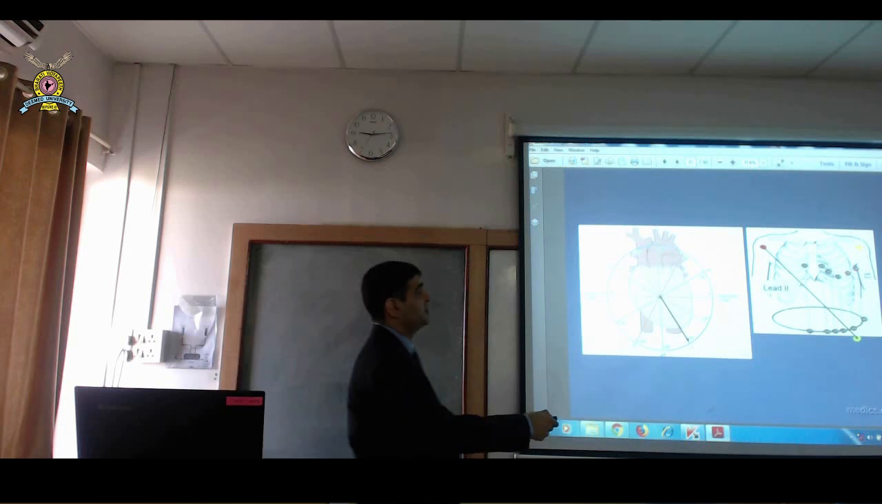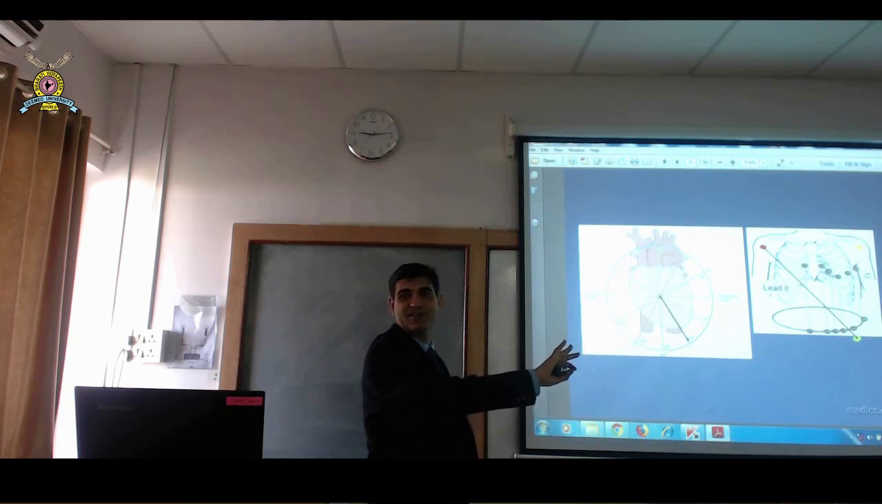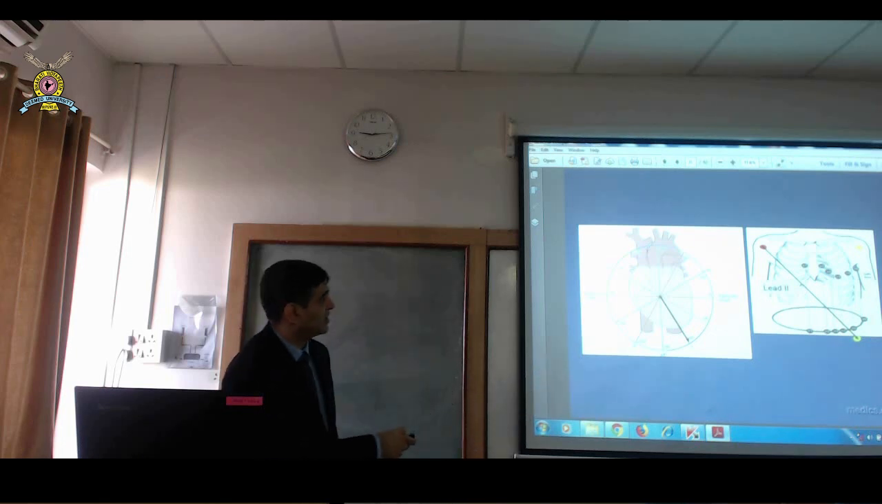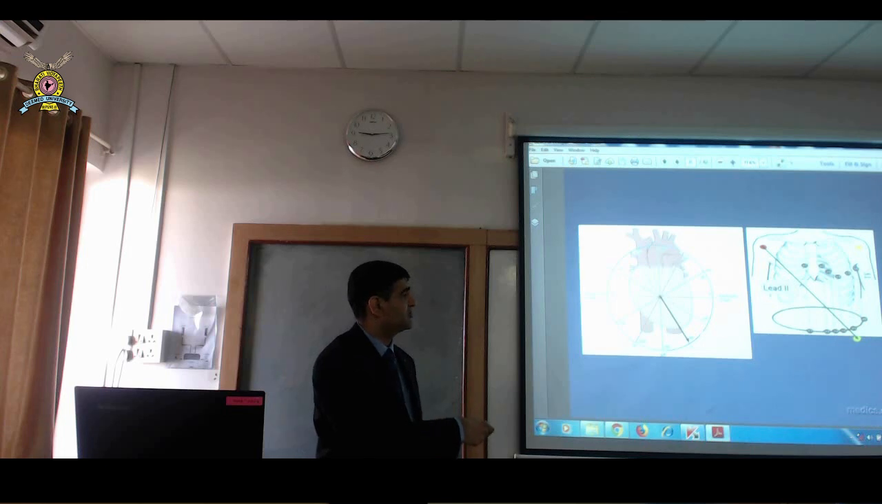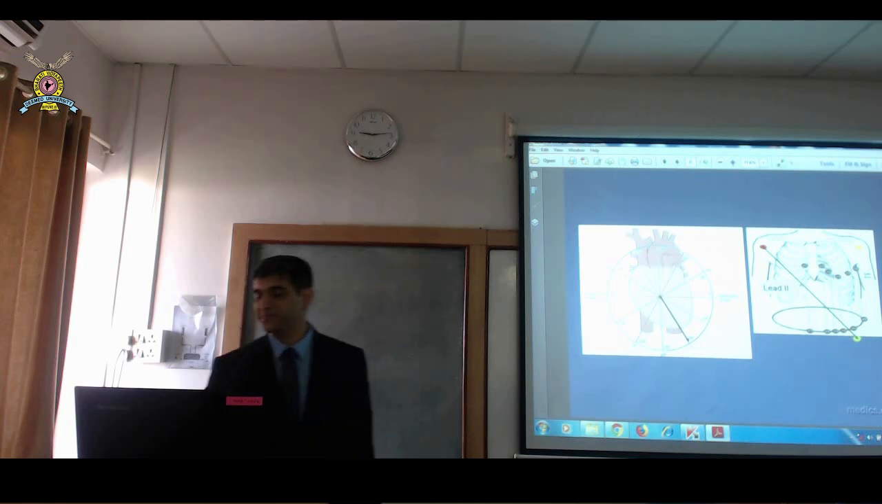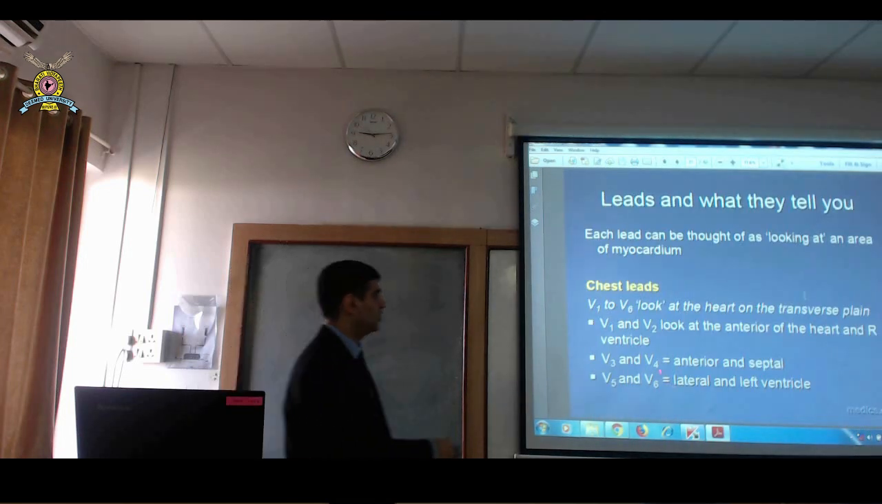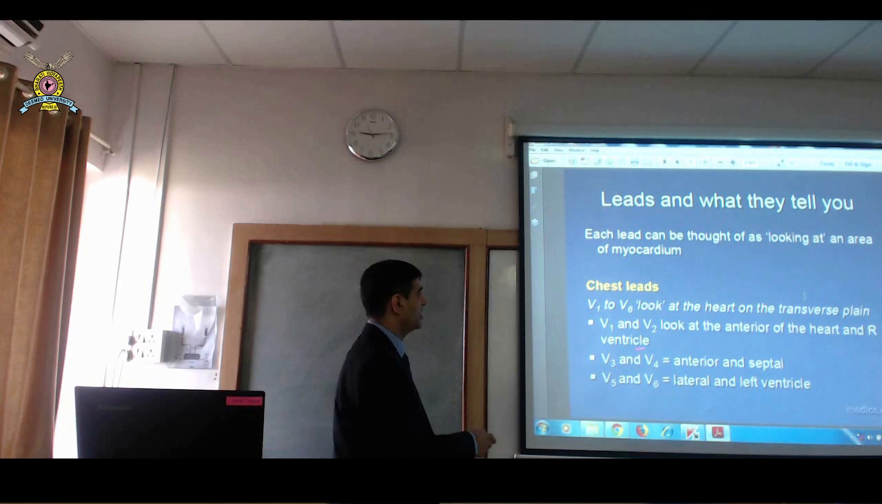Okay? If your V5, V6 are on the lateral side, you are going to look at the lateral side of the heart, right? And I think this does not have chest leads, because chest leads are coming on the front. Okay? So you got V1, V2, looking at the anterior of the heart and right ventricle. Why right ventricle?